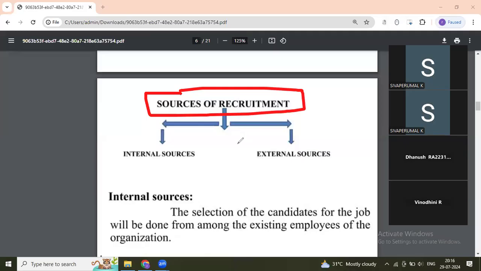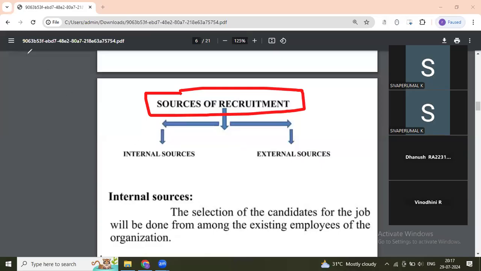Sources of recruitment means the ways in which the company is going to recruit people. How many ways the company is going to recruit people, that is called the sources of recruitment. Here there will be two sources: one is internal sources, another one is external sources.